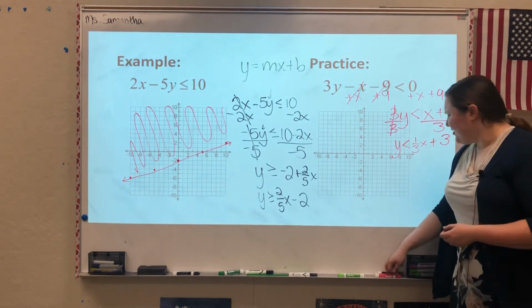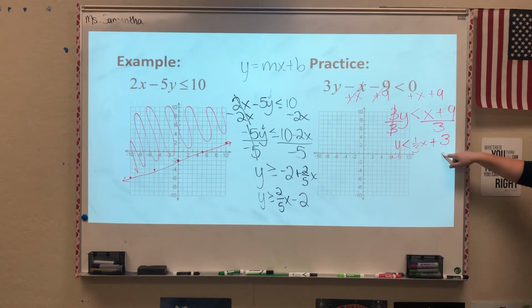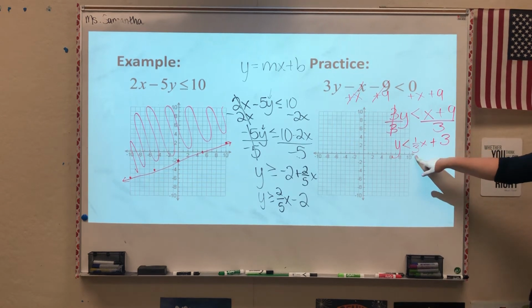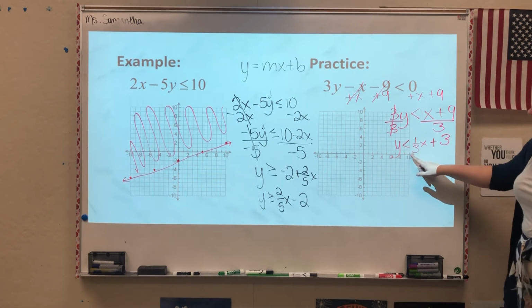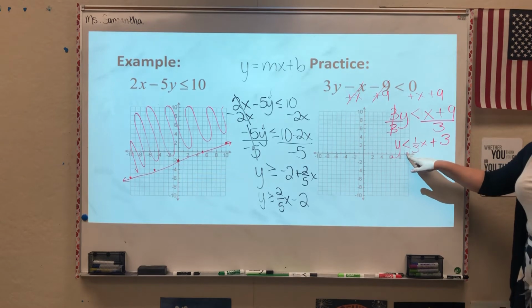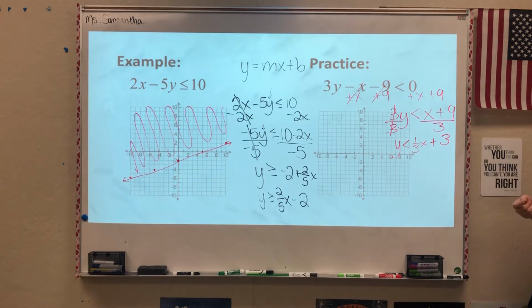All right. You should have said something like the y-intercept is at positive 3. We want our line going up 1 over 3. It should be a dotted line because there's no equal to sign, and it should be shaded below the line because it's a less than sign, something like that.